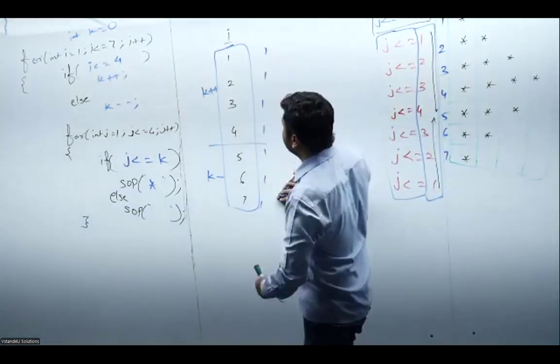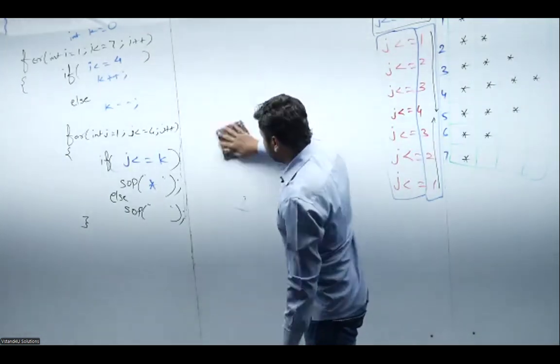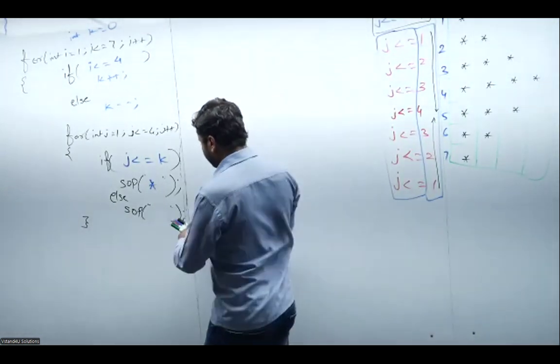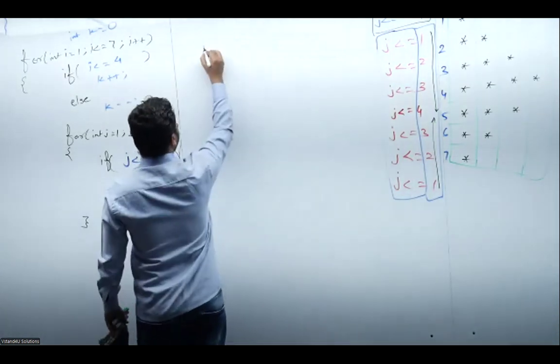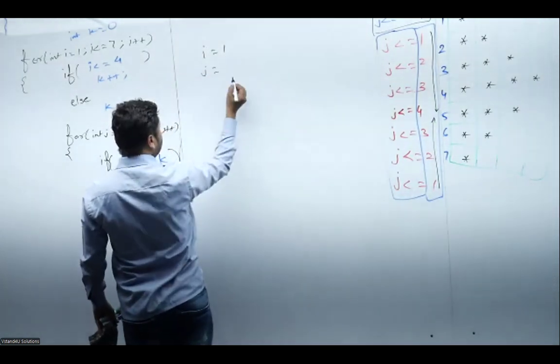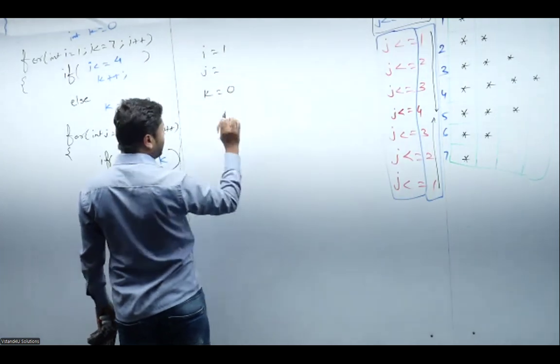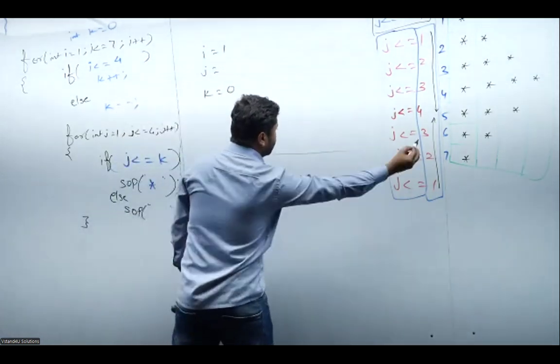This much you can definitely do it by yourself, na? Chaliye. Let's start. Sir, I value I'm starting as 1. J value we will see. K value I'm starting with 0 as of now. And somewhere here the structure will come.